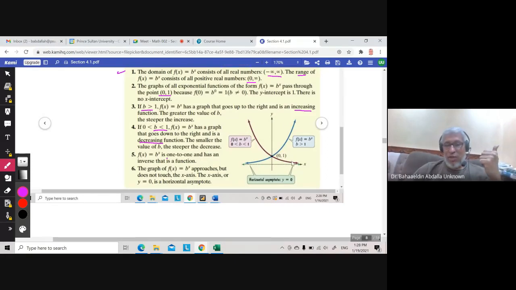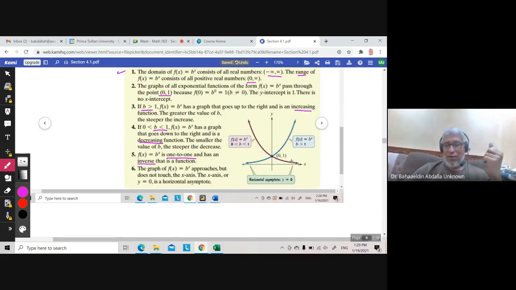This function is a one-to-one function. If you remember from 002, a function is one-to-one if it passes the horizontal line test. If you sketch horizontal lines, each horizontal line intersects the graph in no more than 1 point. This is the case here, so the exponential function is one-to-one. What is the meaning of that? It has an inverse. What is the inverse of the exponential function? It is the logarithmic function, and we will study the logarithmic function in the next section, inshallah.